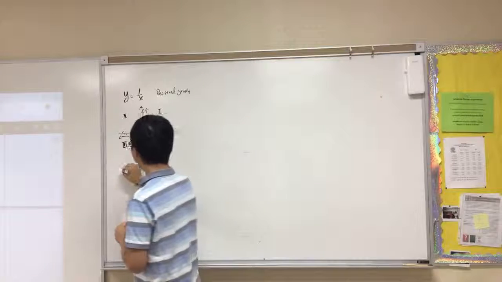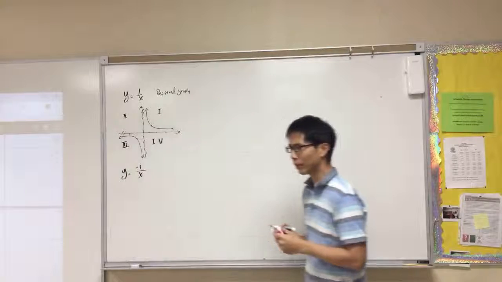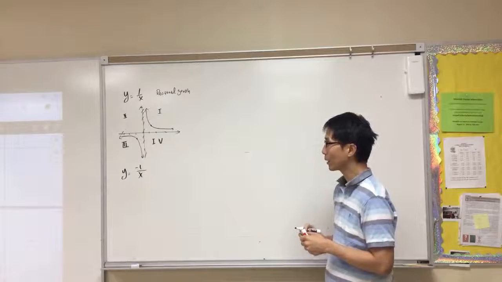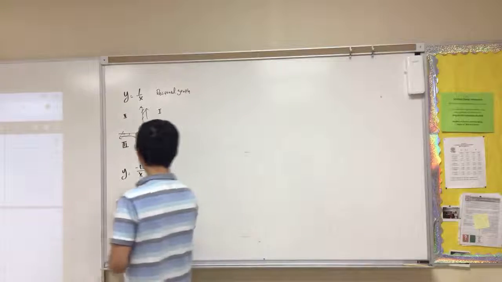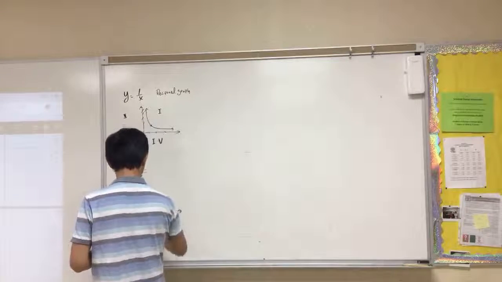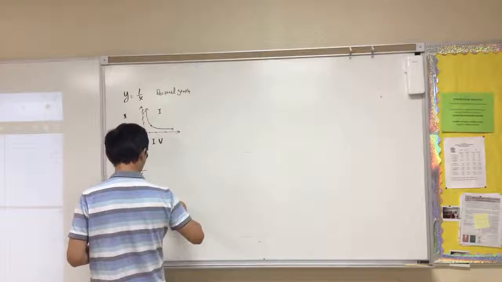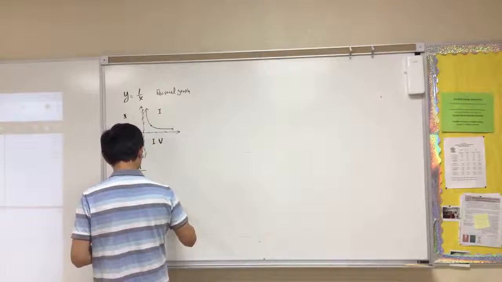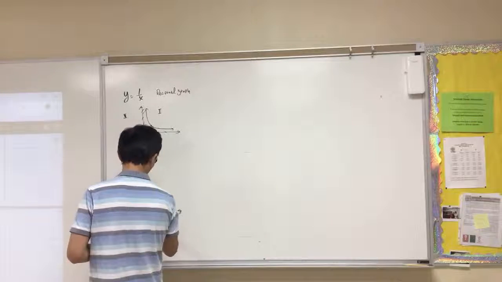What does y equals negative 1 over x look like? It's in the second and the fourth quadrant. It's going to reflect, so it's going to be in this quadrant here. This is just a general sketch. There's an asymptote right here, and there's an asymptote right here.